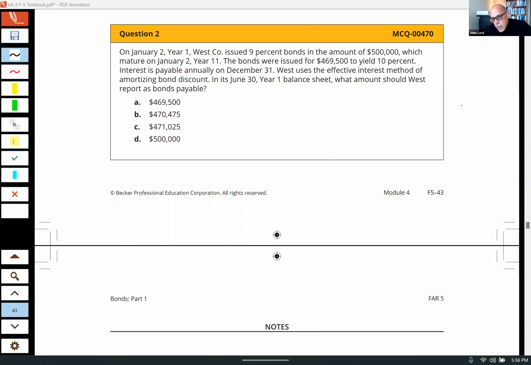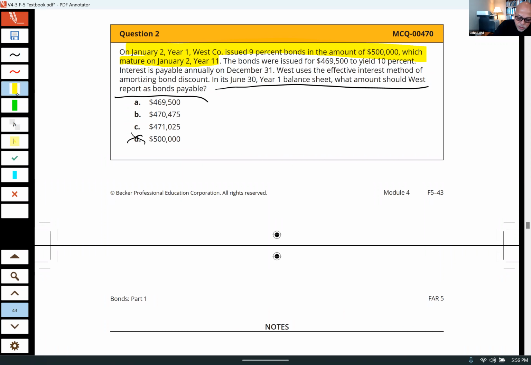So I find someone picking A, I find that troublesome. Here's why. Nobody picked D, which is good. When we look at this bond, they're telling us that on January 2nd, year one, the bond had a face amount of 500,000, a 9% bond, which is going to mature some way off in the future, which means the bond payable will not be 500,000 by the time we get to 6 months later from the issuance of the bond. There's no way it's going to be all the way up to 500,000 by then.